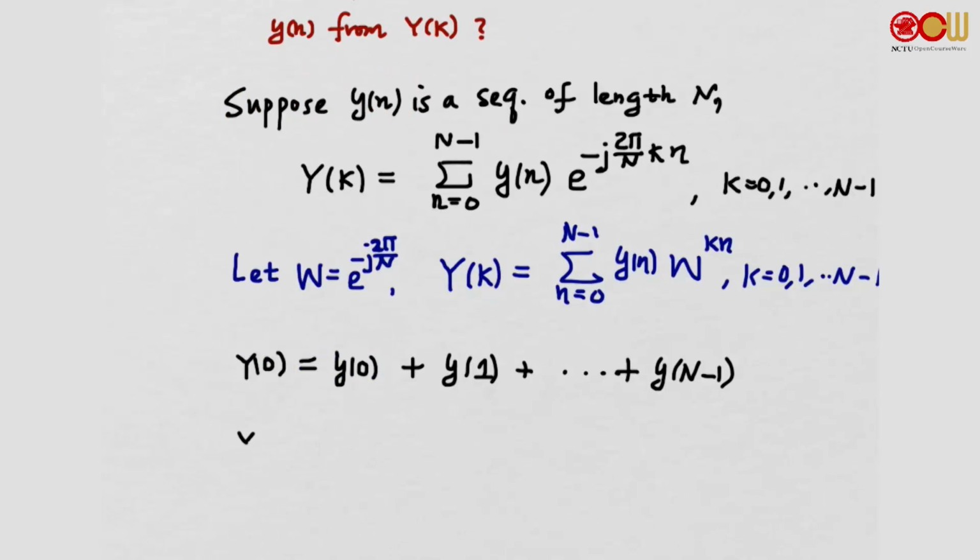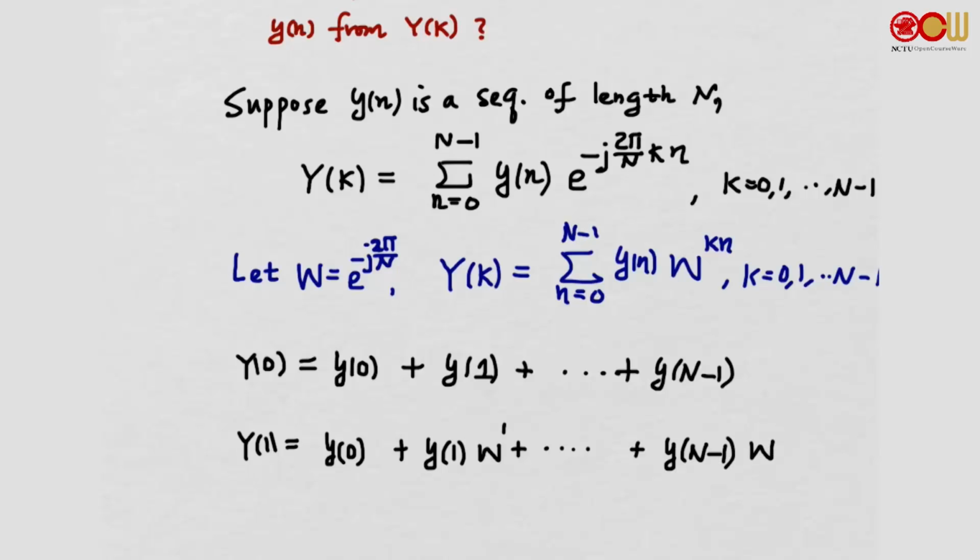When k is equal to 1, we still have y[0], with k equal to 1 and n equal to 0, so the exponential term still disappears. And then y[1], now with k equal to 1 and n equal to 1, we get W raised to the power of 1. Then continue on like this. We get y[N minus 1], and then W raised to the power of k equal to 1 and n equal to N minus 1, so we get N minus 1 at the exponent.